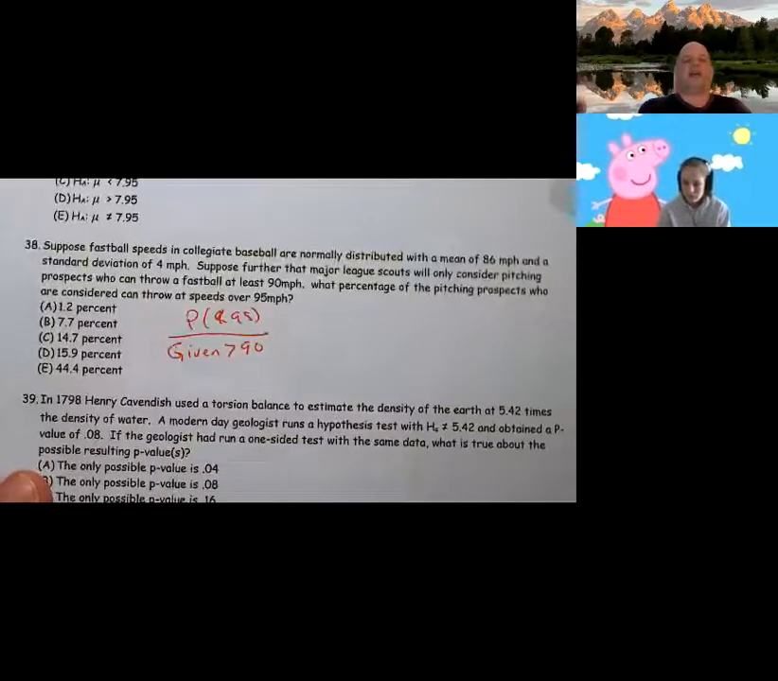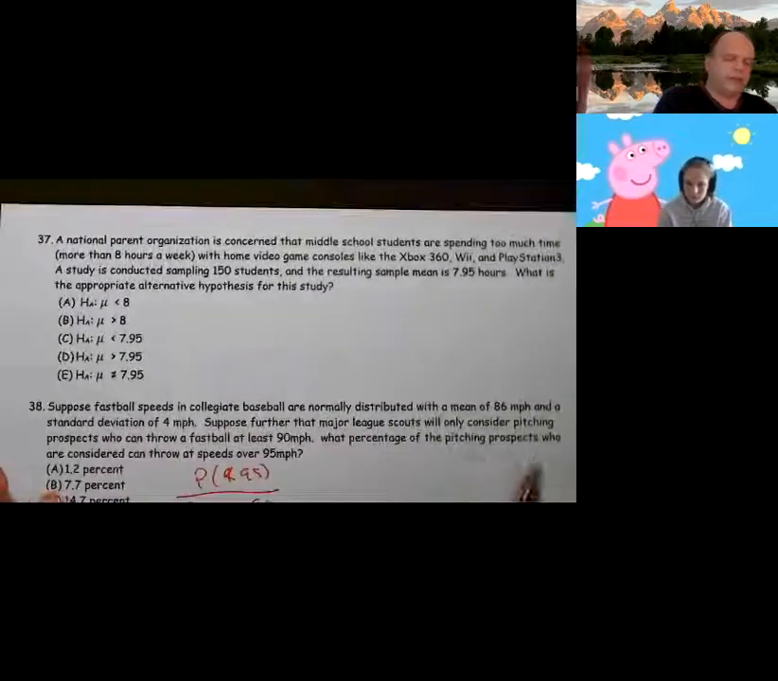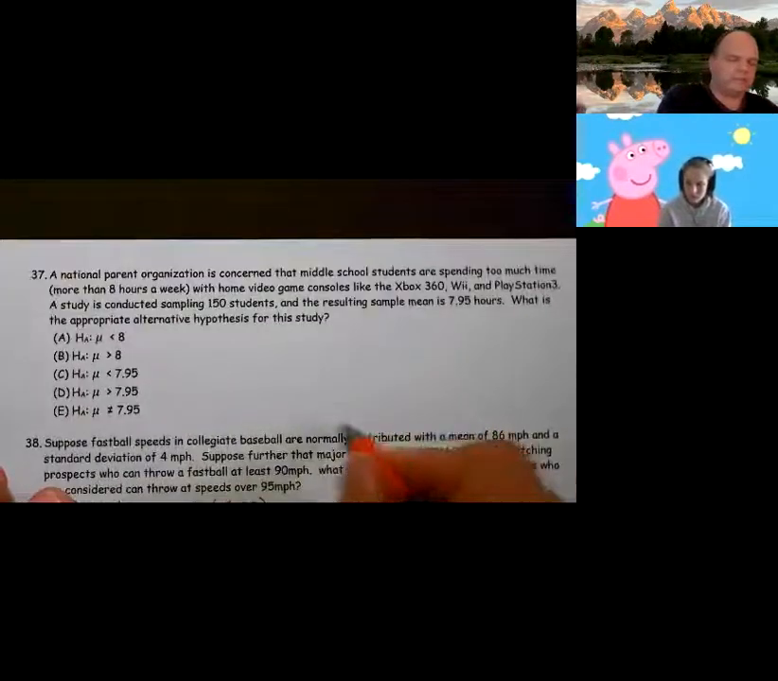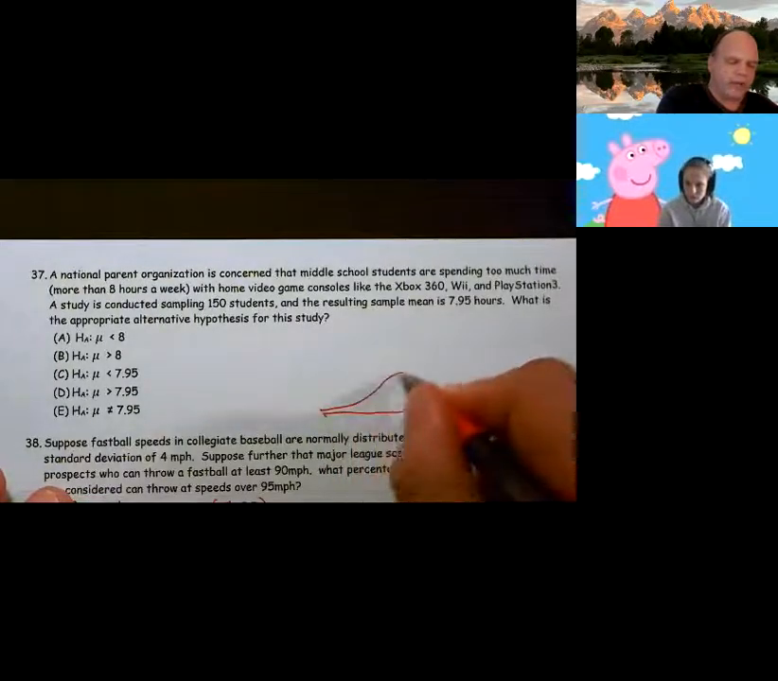Well, that's kind of a lot of work, and it is. So first off, let's draw a picture of what this looks like. They say college is throwing in an 86.